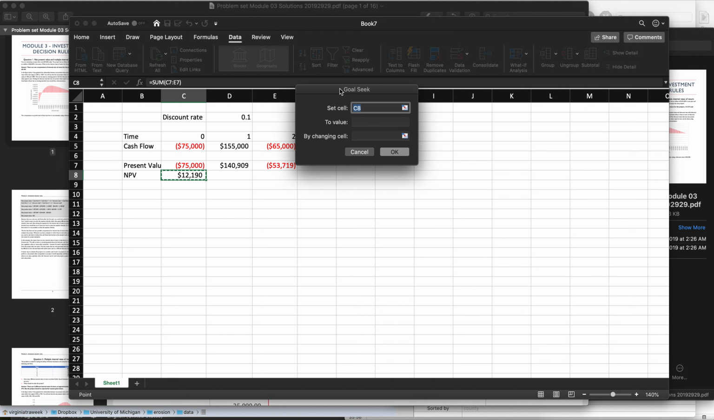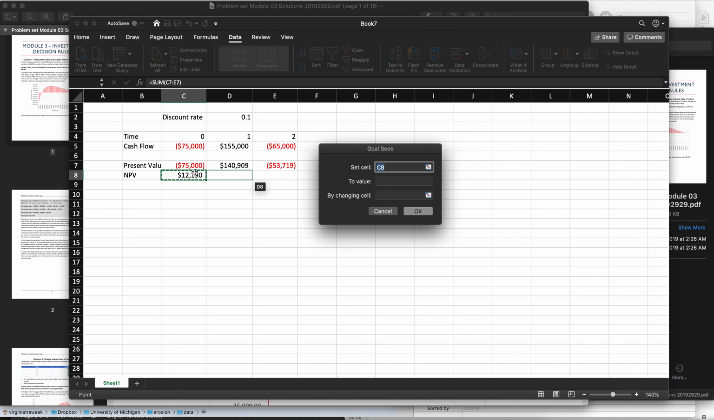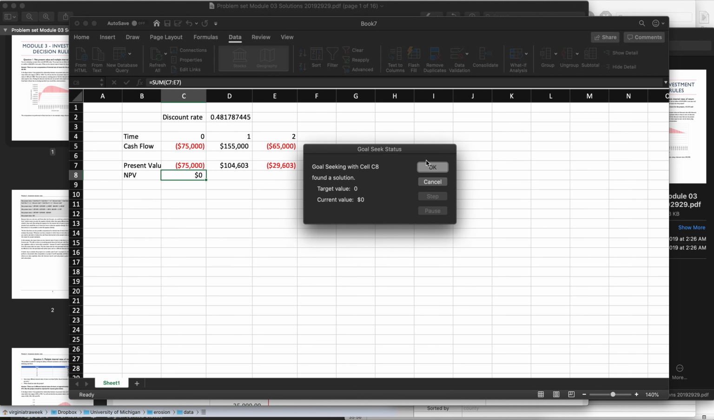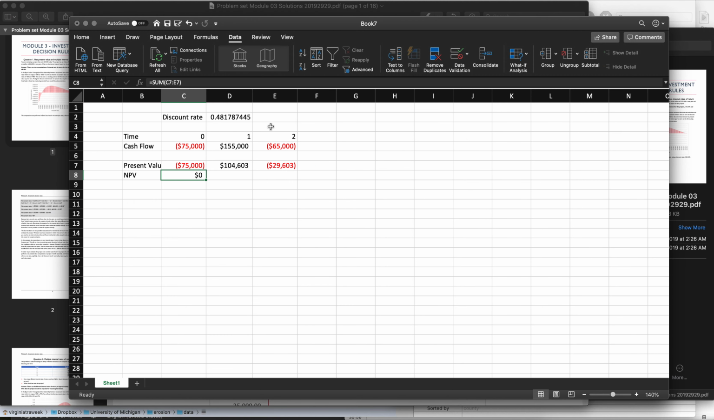Let's use GoalSeek to figure out the IRR of this project. So remember, it's under What If Analysis, under the Data tab. To use it, we're going to set cell C8, which is the NPV, equal to 0. That's the way that GoalSeek works, and that's what an IRR is. An IRR is where the NPV equals 0, and we're going to do that by changing the discount rate. It's done. I'm going to hit OK. Notice we have a discount rate of 48%.